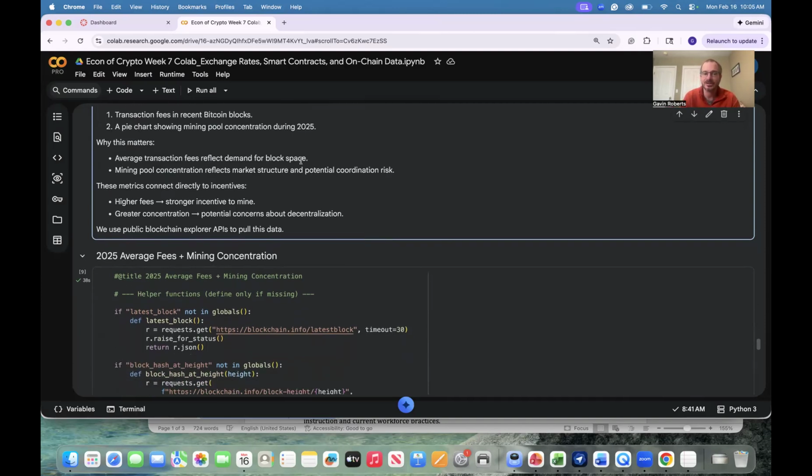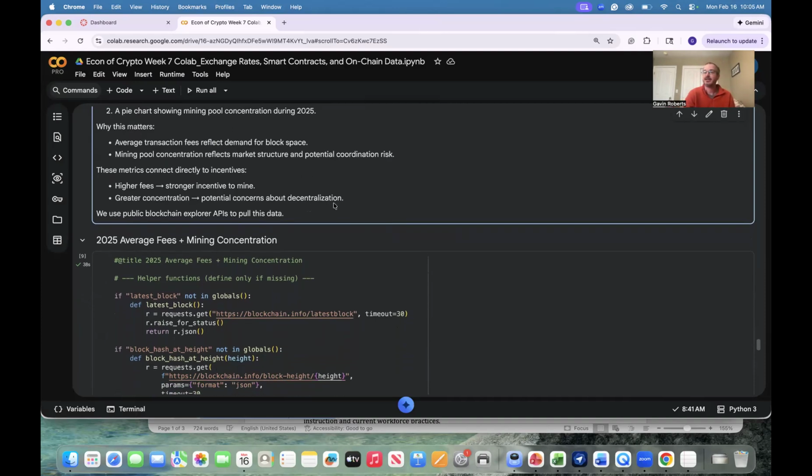So average transaction fees reflect a demand for block space, which I've discussed a little bit in the last lecture, and you'll be reading about in this reading. But transaction fees are like, hey, I want my transaction to occur. I could just put zero transaction fee. If there's not congestion on the blockchain, that might be fine.